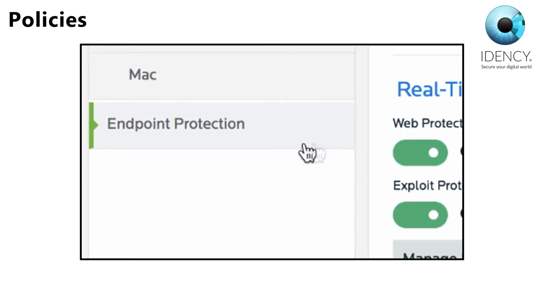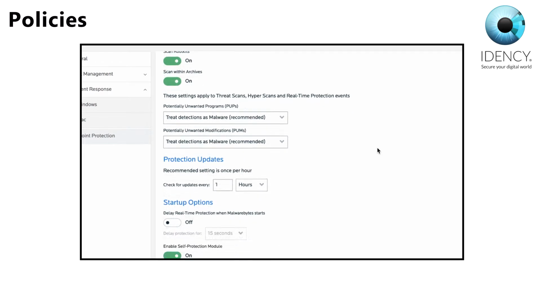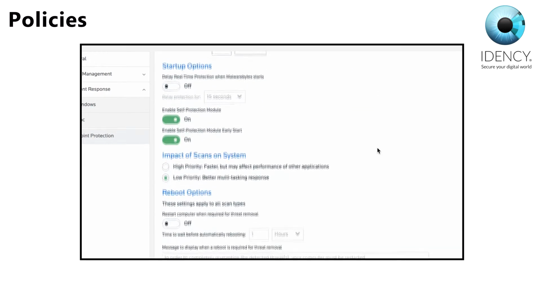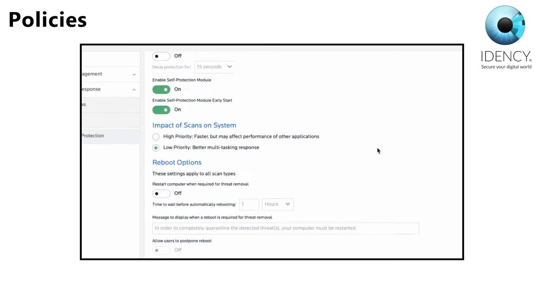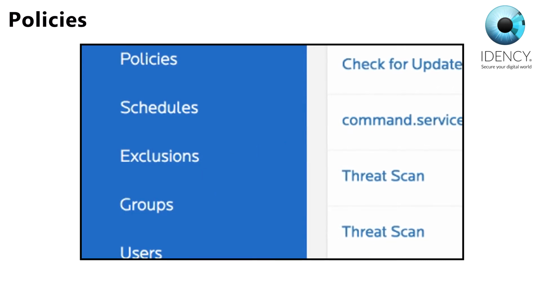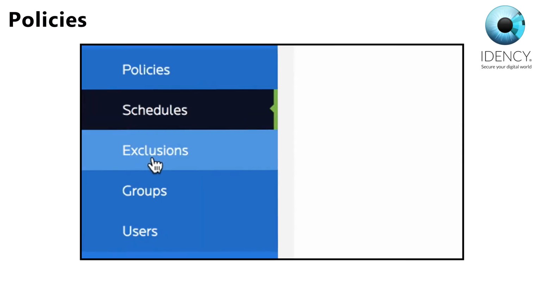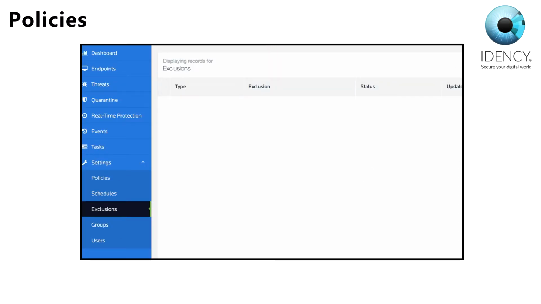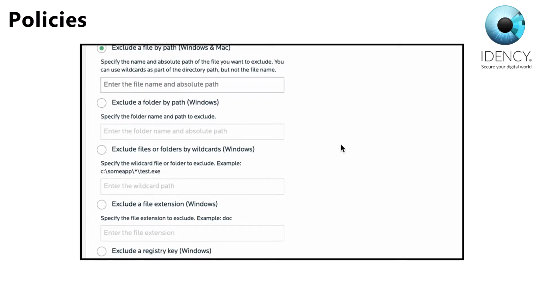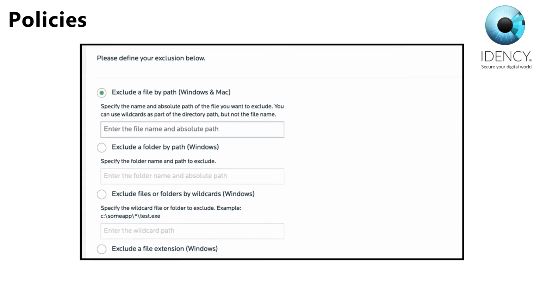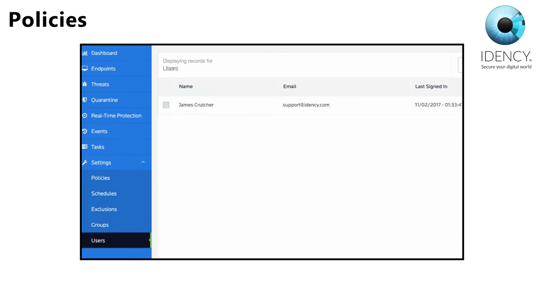Choose Endpoint Protection, and you can adjust the real-time protection features, the scan options, protection updates, startup options, impacts of scans on the system, reboot options, and Windows Action Center features. The Schedule section shows all your existing schedules, and you can add new schedules here. Go to the Exclusions section for any exclusions you have configured. You can add new exclusions here if Malwarebytes is flagging a new program that you know is genuine. Add and edit groups in the Group section and manage your users in the User section.